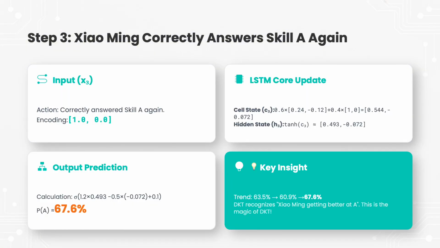Step 3. Xiao Ming answers skill A correctly again. We repeat the DKT process. Keep 60% of previous memory, a success plus B failure, and add new positive input for A. Long-term memory for A becomes stronger, hidden state updates, and the predicted probability for A rises to 67.6%. DKT has learned the pattern of improvement.